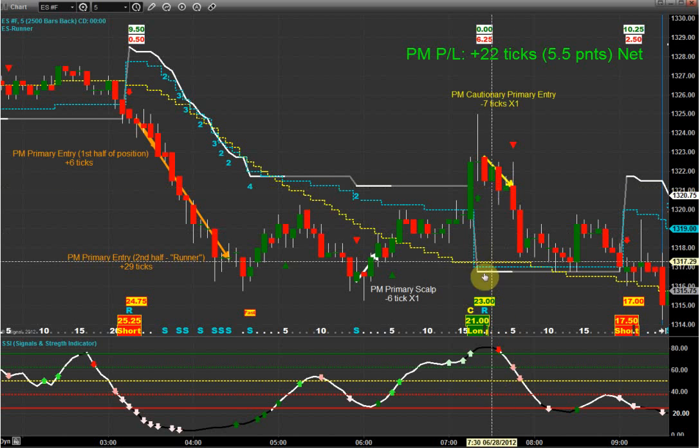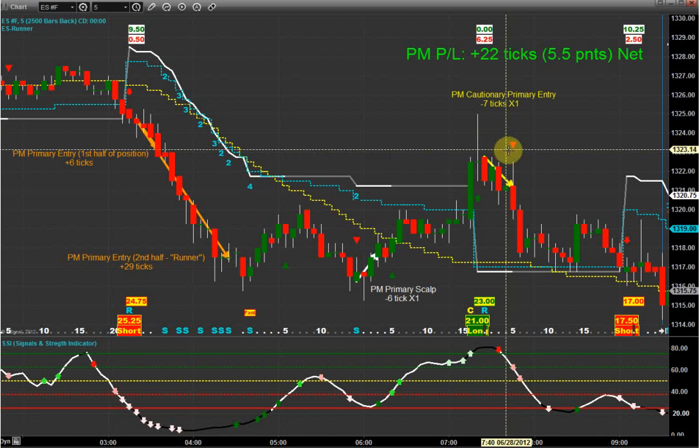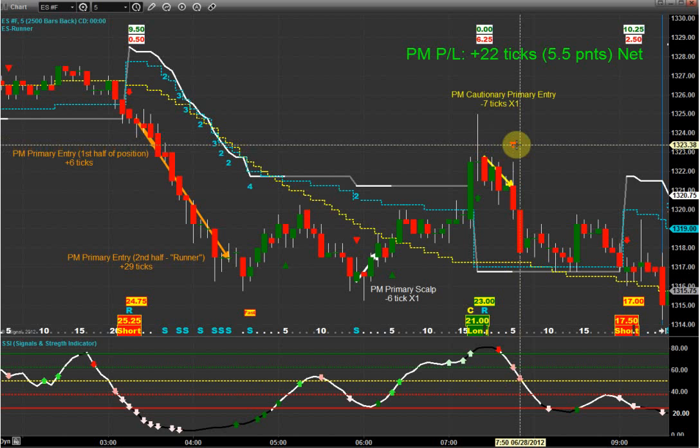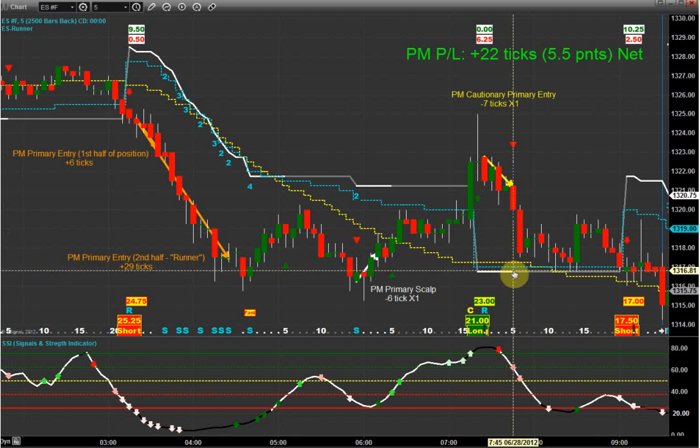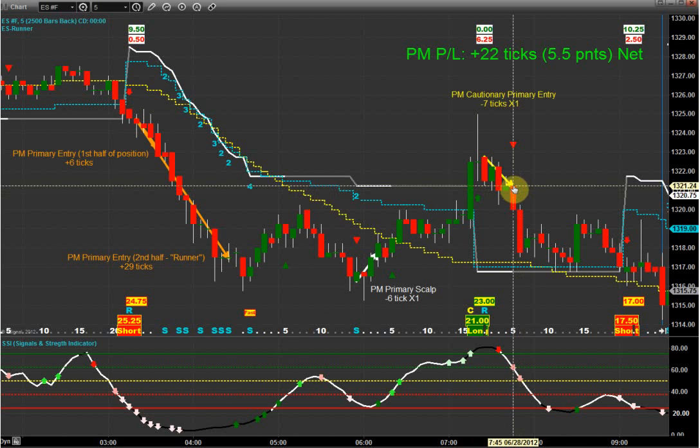So the exit on this is when the smart line goes flat, 5 periods in a row, and a contrary opposite direction triangle appears. That is when you exit your primary entries and your cautionary primary entries. The open price, you do it immediately.